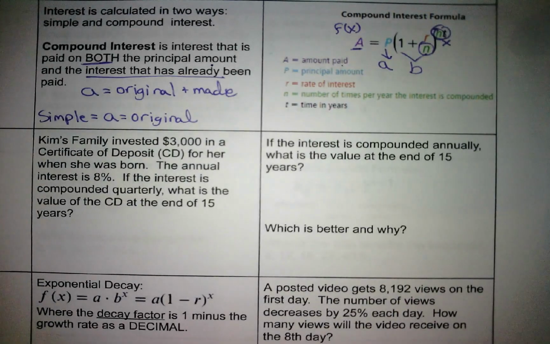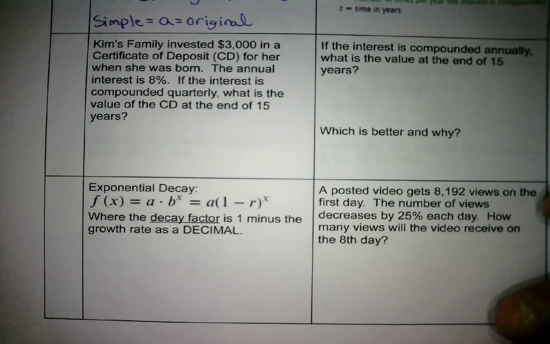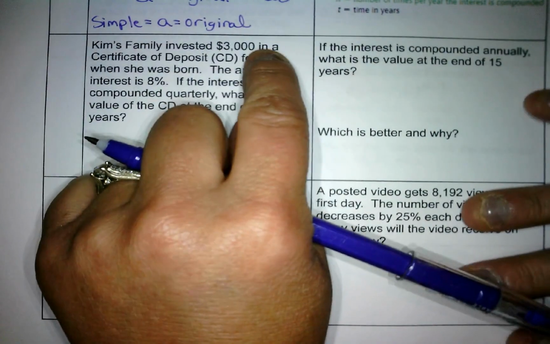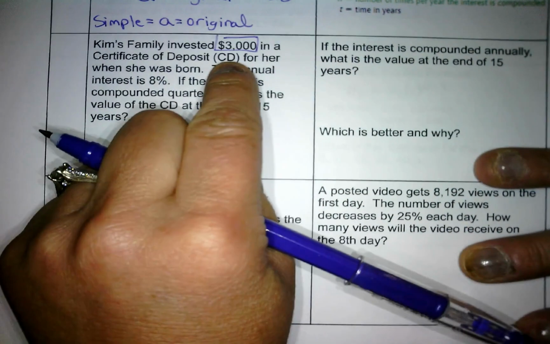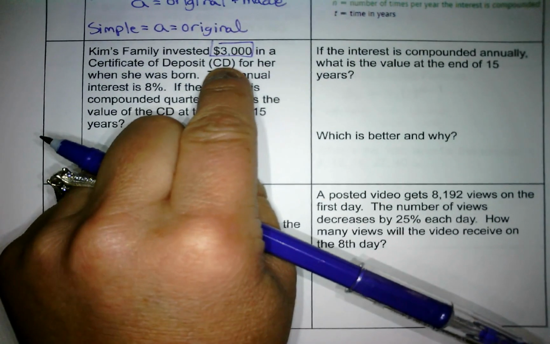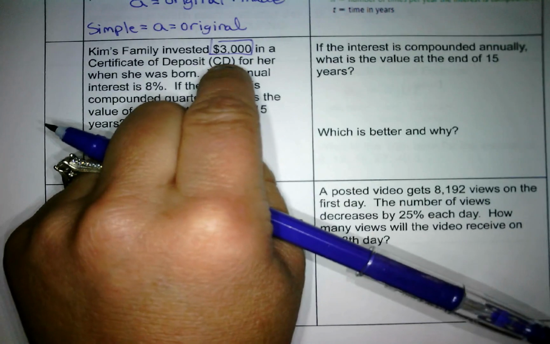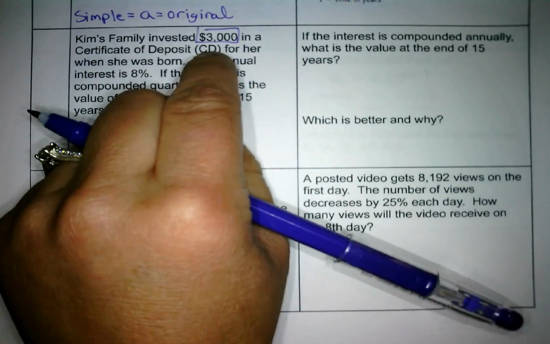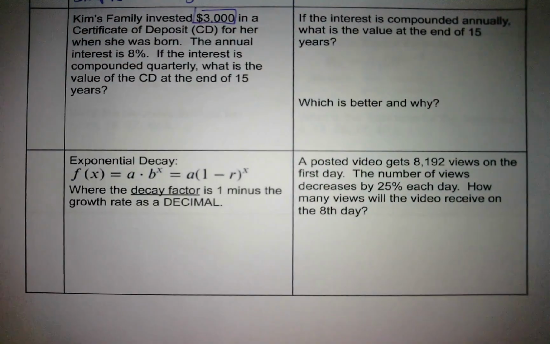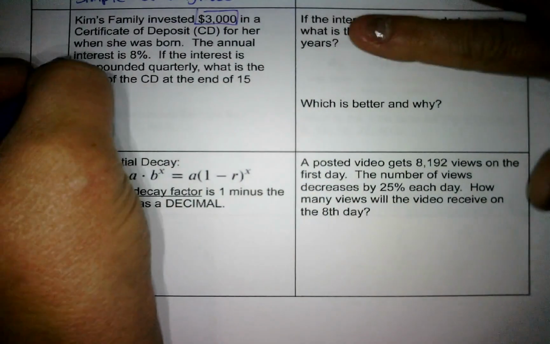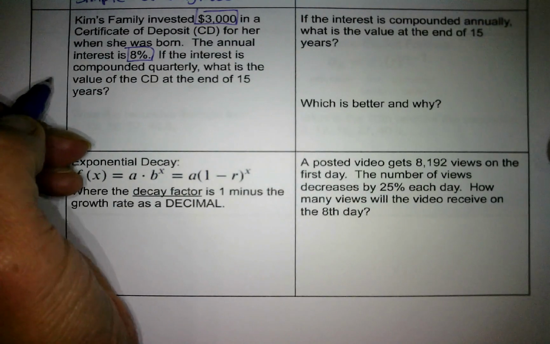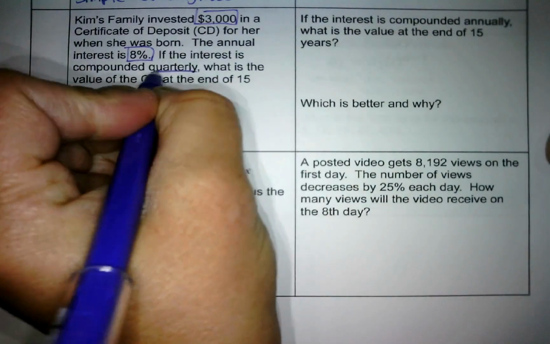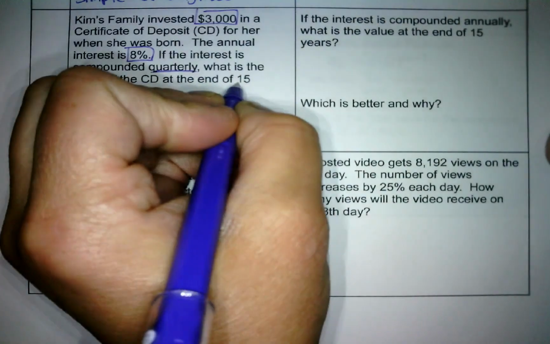Okay, so let's take a look at this. It says Kim's family invested $3,000 in a CD for her, a certificate of deposit. That's something a lot of people do because you can get one for 6 months, you can get one for 10 years, and it's very safe. It just tells you right off the bat how much interest you're going to make. It says the annual interest is 8%. If the interest is compounded quarterly, what is the value of the CD at the end of 15 years?